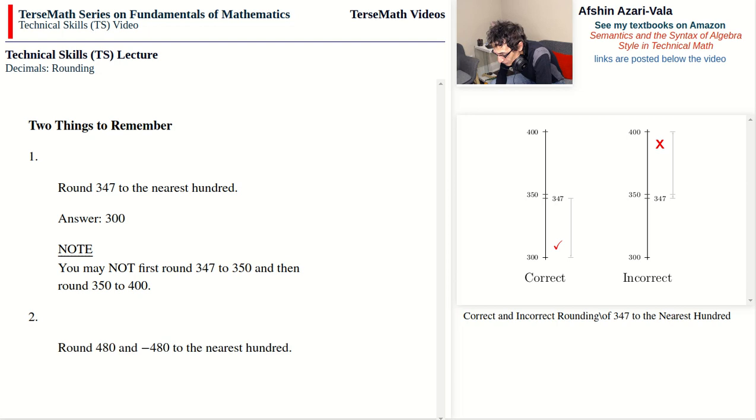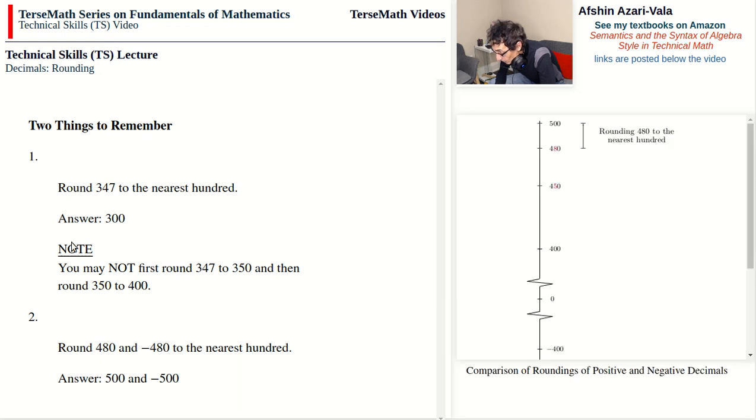And the second thing to remember is how rounding a positive number relates to rounding a negative number that has the same size. In this case, the answer for rounding 480 to the nearest 100 would be 500, and for negative 480 it would be negative 500. To show you how, in this diagram, 480 is closer to 500 compared to 400, with 450 being in between. So it rounds up to 500.